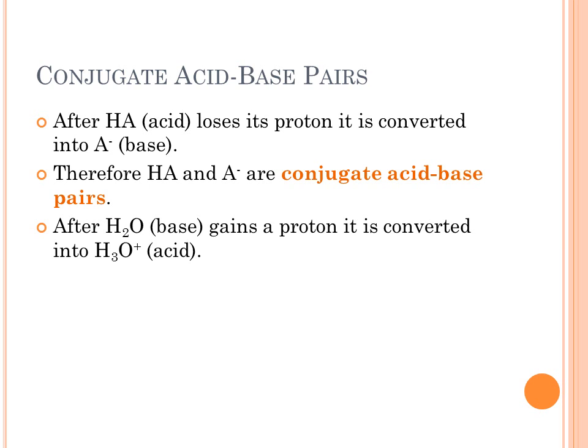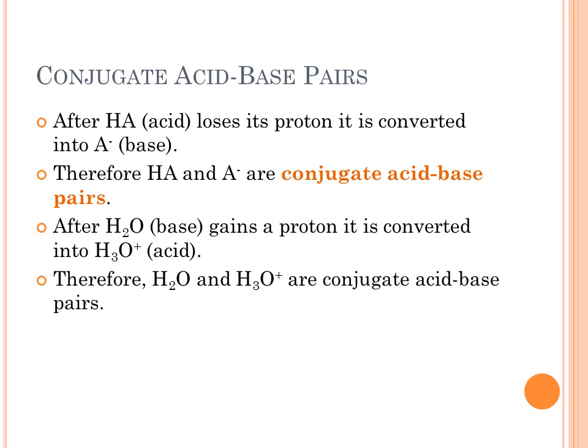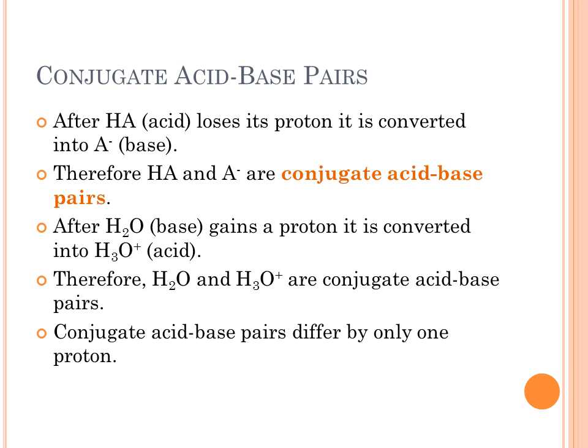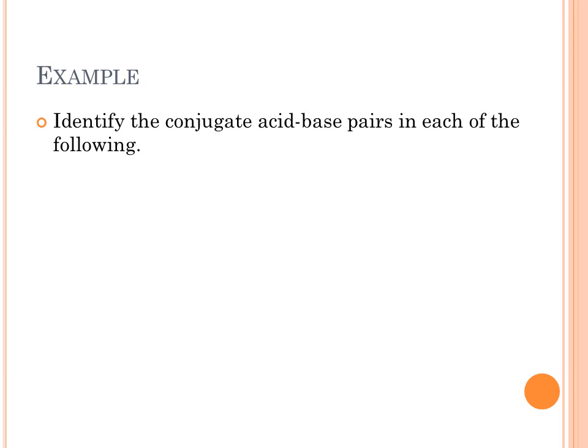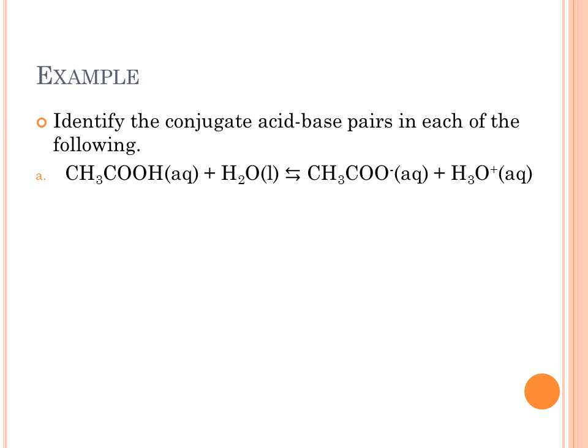Now water acts as a base and gains a proton, therefore it's converted to H3O plus, which is acidic. Therefore, water and hydronium ion are conjugate acid conjugate base pairs, where water in this case is the base and H3O plus is its conjugate acid. Notice the conjugate acid conjugate base pairs differ by one and only one proton. Here's an example. Let's identify the conjugate acid conjugate base pairs in each of the following. So let's look at acetic acid reacting with water to form the acetate ion and the hydronium ion.